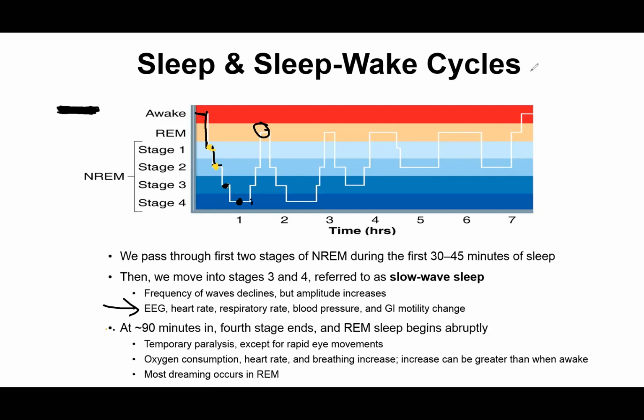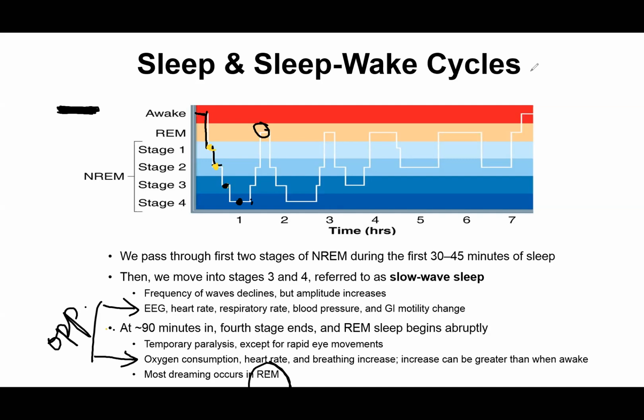And during REM sleep, kind of the opposite is going to happen when you compare it with stage 3 and 4. So in REM sleep, this is when our oxygen consumption is going to increase, heart rate's going to increase, breathing's going to increase. And sometimes in REM sleep, these rates are actually higher than what they would be when you're awake. And so most dreaming is actually occurring during REM sleep.